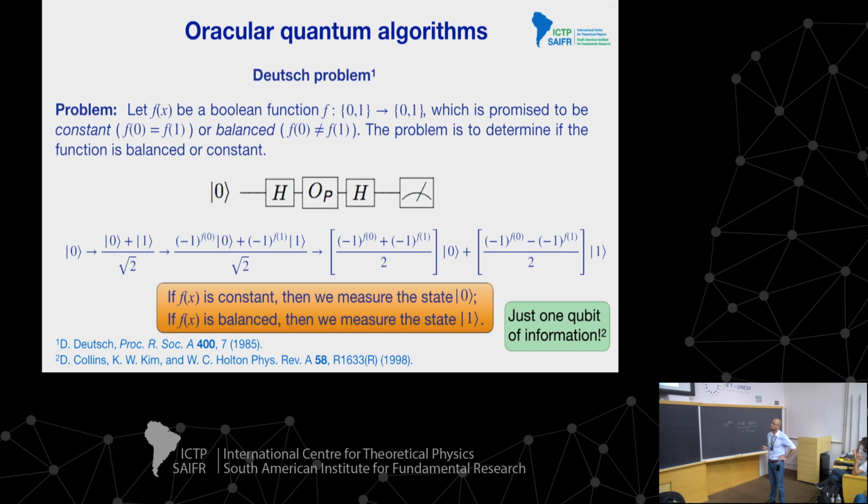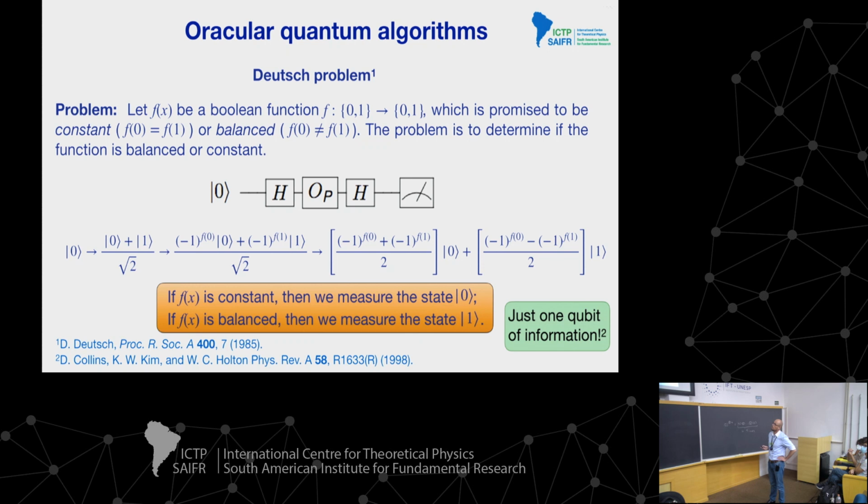Suppose that f is a constant function, equal to 0, and then the result here is 1, 1 divided by 2 is 1. If f of 0 and f of 1 are 1, minus 1 to the power 1 is minus 1, so minus 2 over 2 is minus 1.